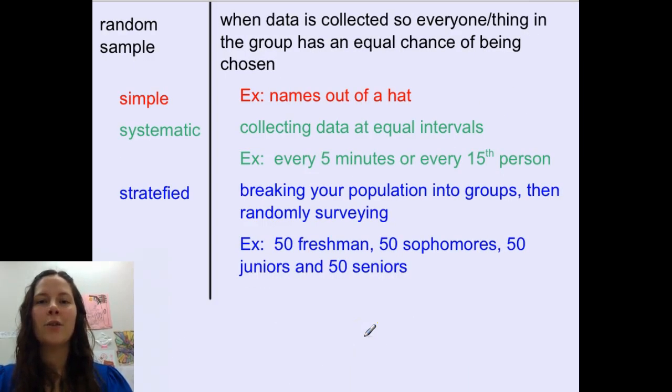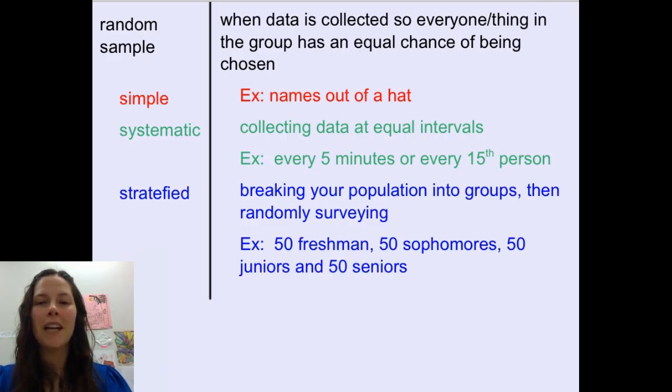What you really want is a random sample, meaning everybody in the group has an equal chance of being chosen to be surveyed. There are 3 different ways to get a random sample. One is something like drawing names out of a hat. That's called a simple random sample.